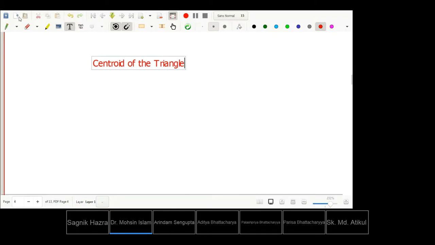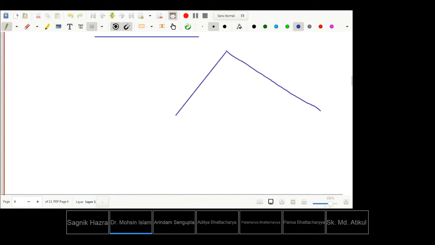What is the centroid of the triangle? Let me talk about that. Let me draw the triangle first. In a triangle, what is the centroid of the triangle? So you know what is the centroid, what is the concept of the centroid?